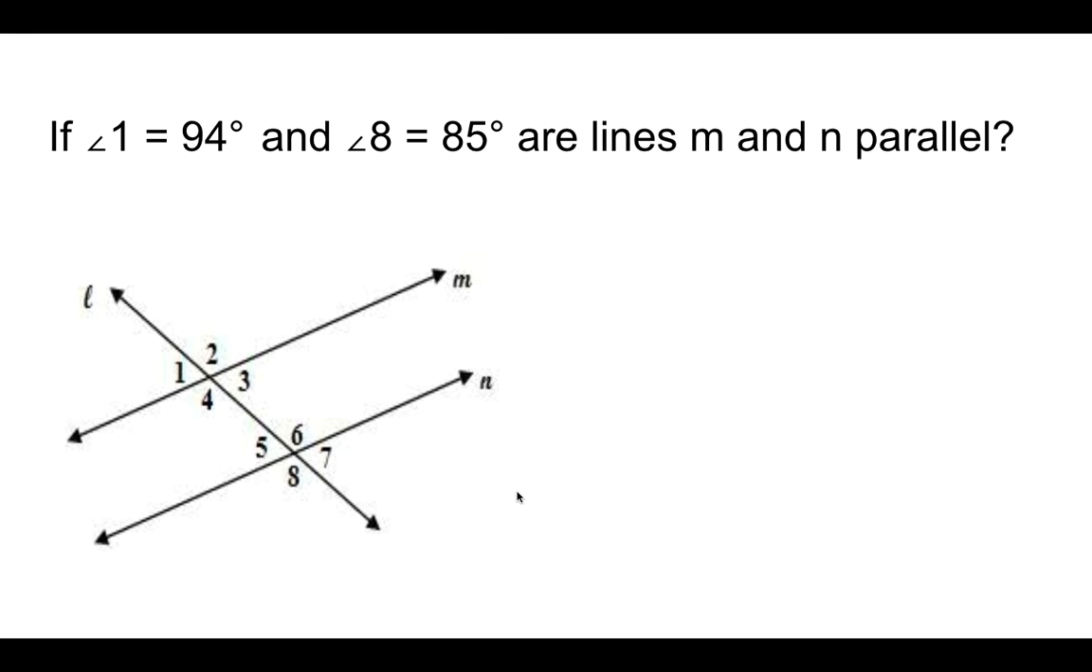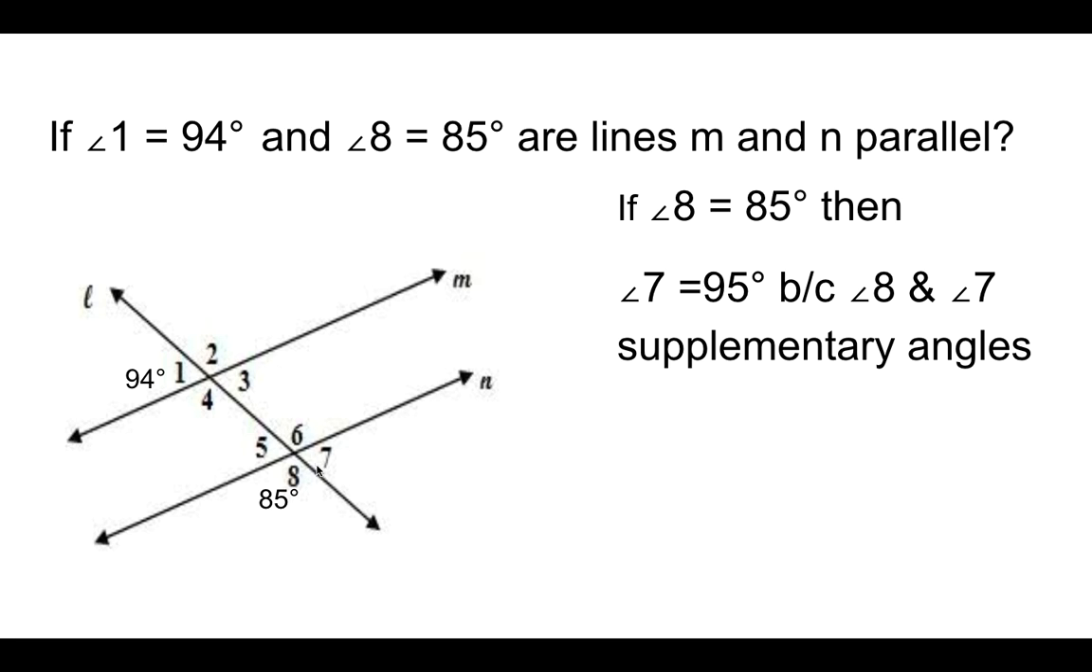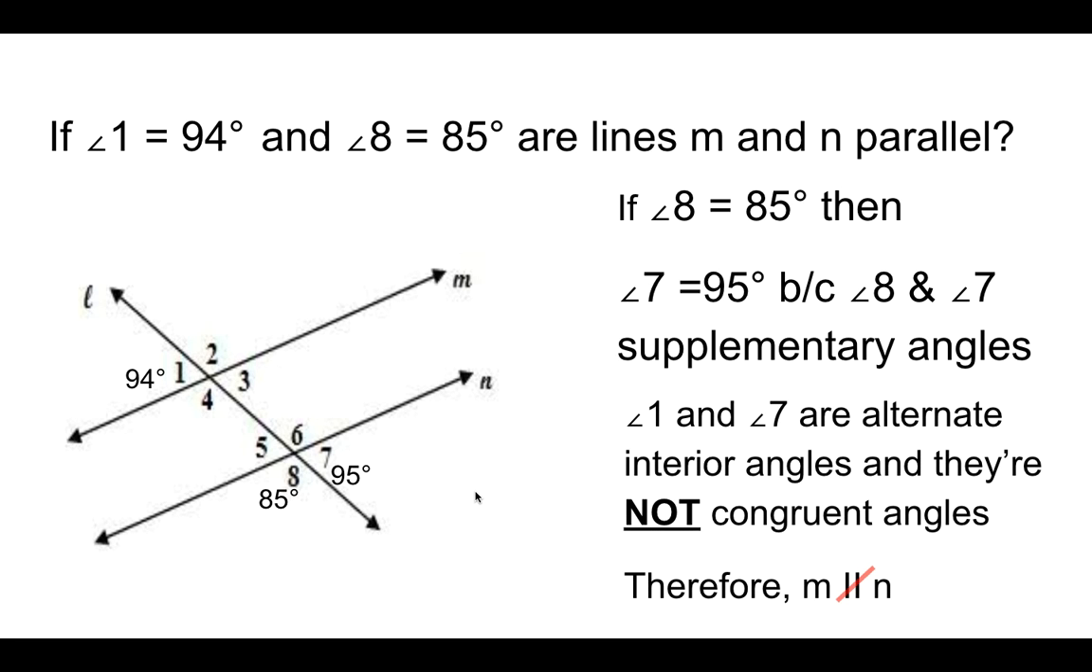So go ahead, if angle 1 is equal to 94 degrees and angle 8 is equal to 85 degrees, are lines M and N parallel? So again, I'm going to go ahead and label first what I know. And then if I know that angle 8 is 85 degrees, then I'm going to calculate that angle 7 is going to be 95 degrees, because again, angle 8 and 7, they're supplementary. So I can go ahead and solve that. 180 minus 85 is 95. And once I fill that in, angles 1 and 7 are alternate exterior, but they are not congruent. So M and N are not parallel.